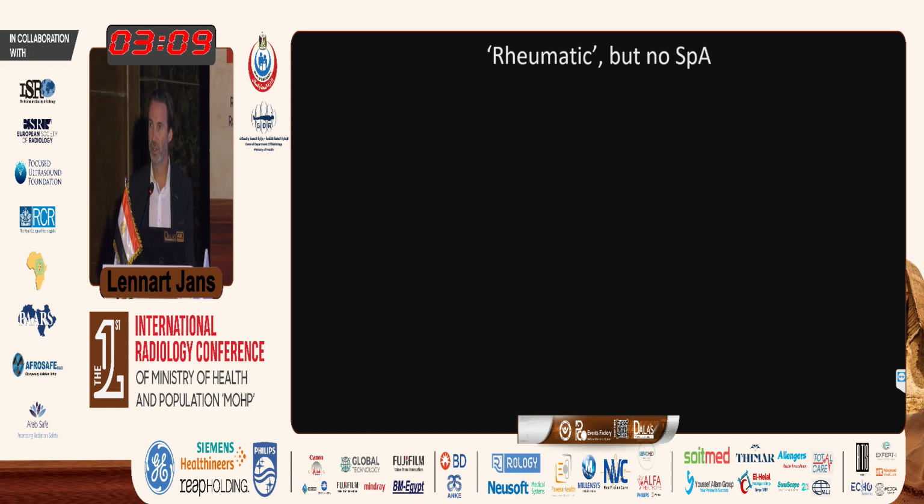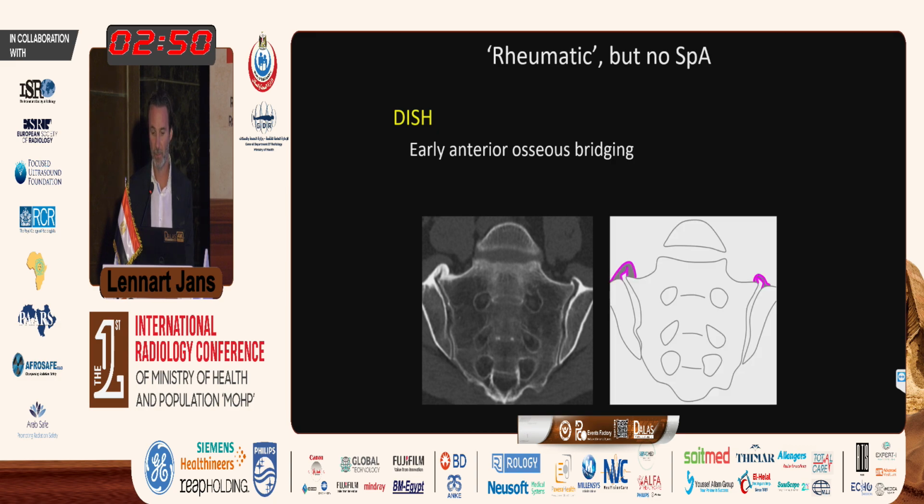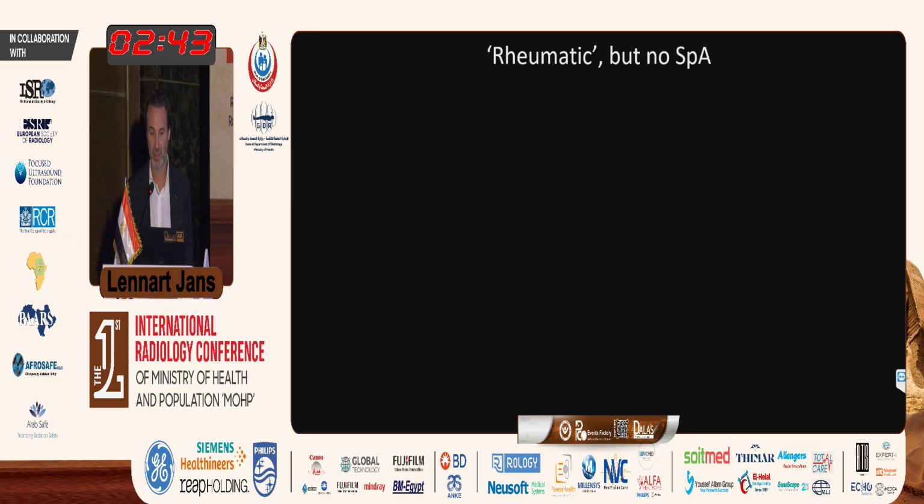Just a few differential diagnoses of rheumatic disease that we should take care of or know. There is DISH, right? So diffuse idiopathic skeletal hyperostosis, and there you typically see this anterior bridging of the joint, so it's like a little bulge that you can see. So this is not rheumatic disease, this is DISH, right? So you can see it there. So this is not to be confused with inflammatory sacroiliitis.